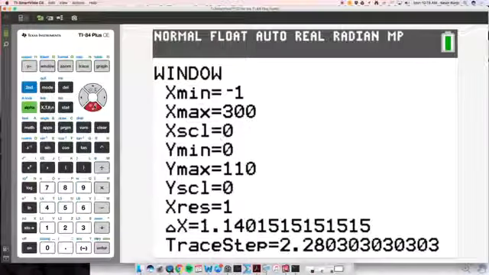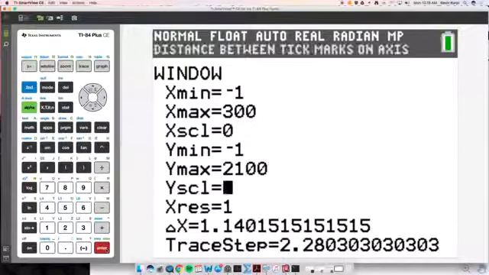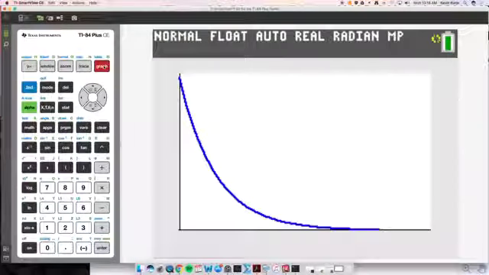X scale to 0. Y min, I'm going to put -1 instead of 0 just so I can see the x-axis. And then the Y max, because this is decay, you should be able to figure this out. We started with 2,000 grams, so I'm going to go to 2,100, which is a little bit above that. And then I'll turn my Y scale to 0. You should see a relatively nice decay function. If you see too much horizontal, then make your X min a little bit smaller. If you don't see it tapering off, then make your X max a little bigger.